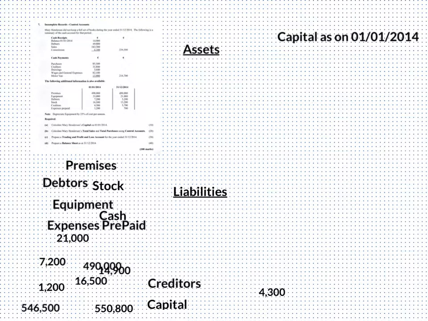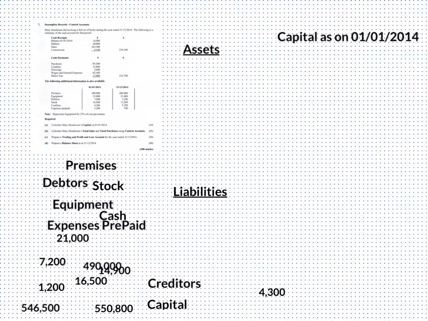So what capital is, is just the wealth. It's the wealth of the person, in this case Mary Henderson. So it's Mary Henderson's wealth and it's the assets owned by Mary Henderson. So what we need to do for a statement of capital is find out what the assets and the liabilities are for Mary Henderson on the 1st of the 1st, 2014.